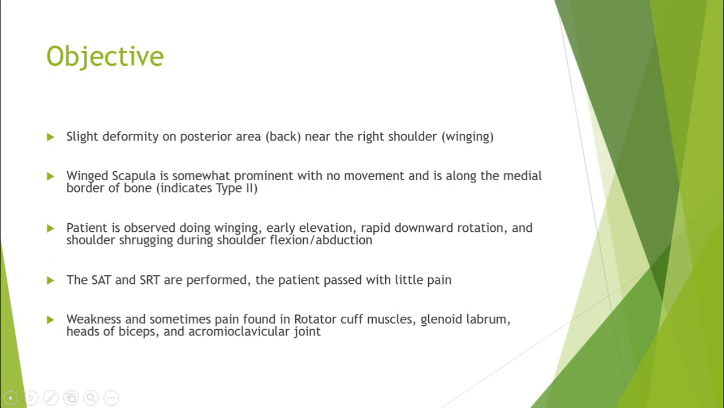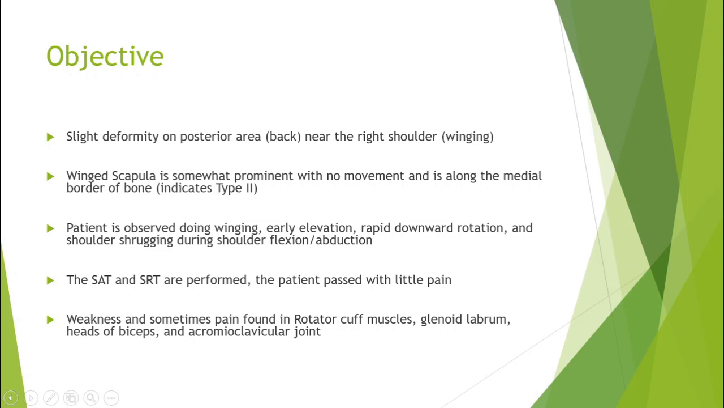During observation, there was a slight deformity on the back near the right shoulder, which is called winging. It is slightly prominent without movement, and it is along the medial border of the bone, which indicates type 2. The patient was observed doing winging, early elevation, rapid downward rotation, and shoulder shrugging during shoulder flexion and abduction.